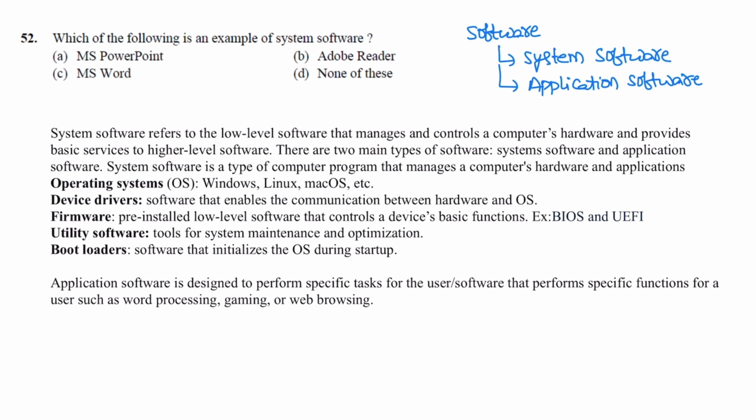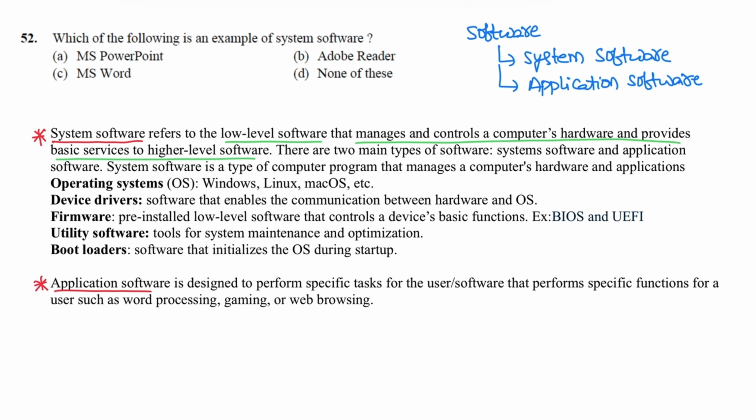System software is low level software that manages and controls the computer's hardware and provides basic services to high level software. The two main types of software are system software and application software. System software is a type of computer program that manages computer hardware and applications. Various system software are operating systems, device drivers, firmware, utility software, and bootloader.